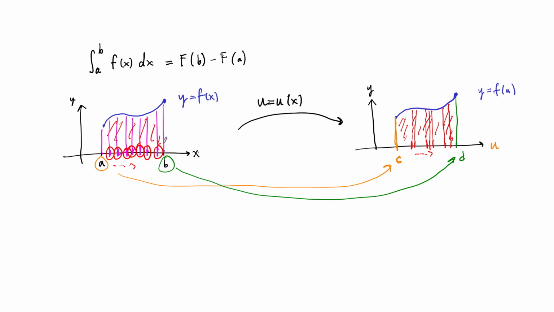So it takes in the x values, spits out the u values, right? And it does it in a way that is one-to-one. So remember, one-to-one means that for every output over here, it only comes from one input. And it's also got to obey some other rules, but we'll just stick with this.